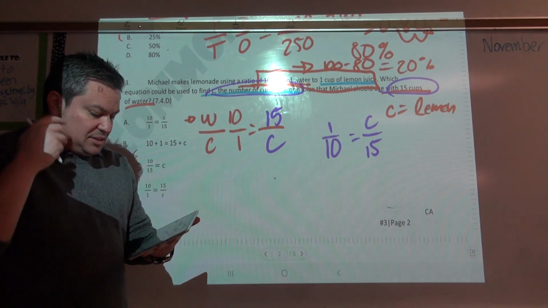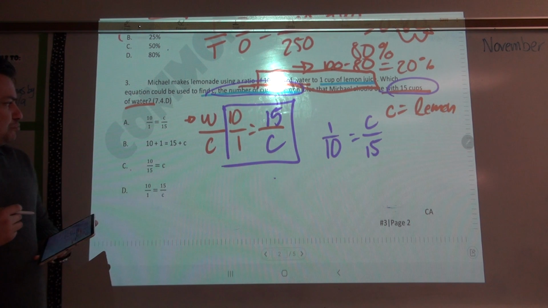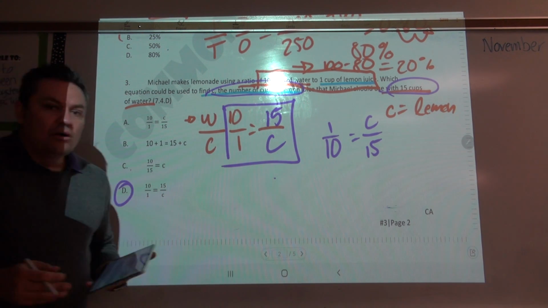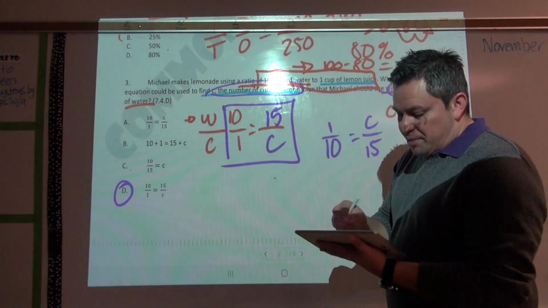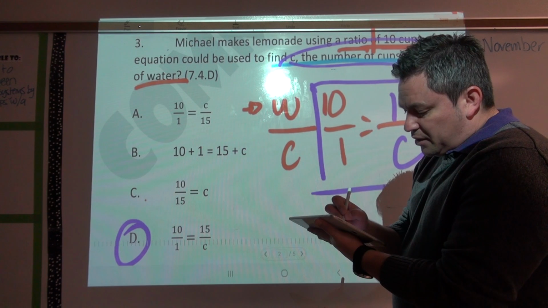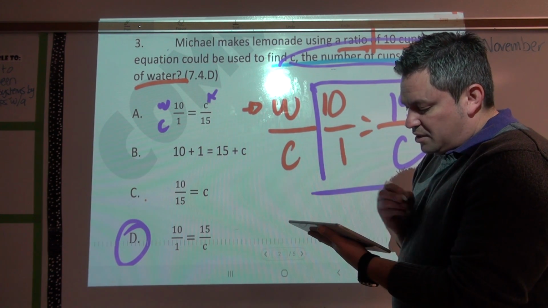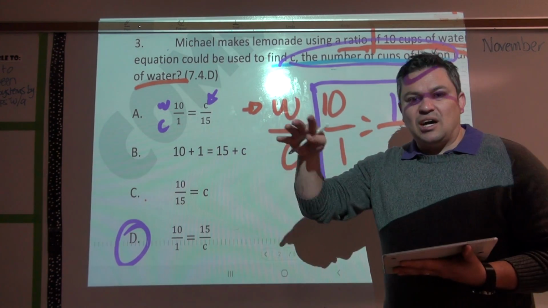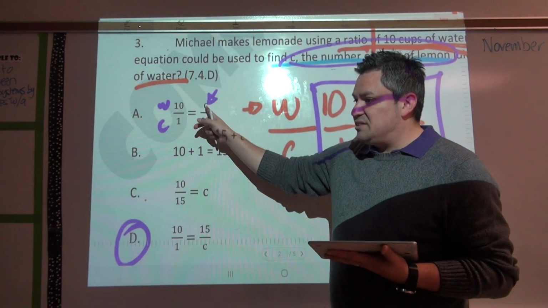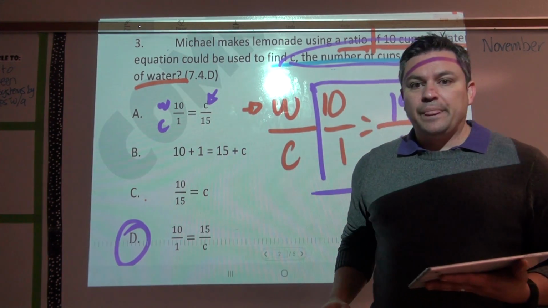Now in this case, I think my answer is written in this form. Can everybody spot it? Anybody spot it? D. Why wasn't it A? Because on A, I had water on top and cups on the bottom. Now what do they have over here? Cups. It's not being consistent. It has to be consistent. The 15 had to go on top just like it is on D.